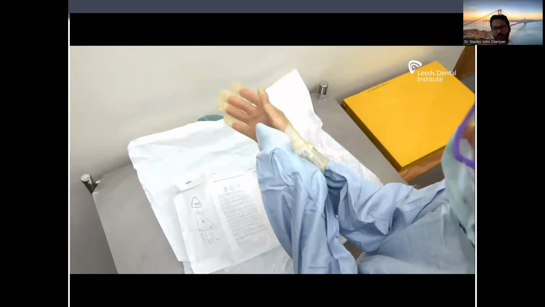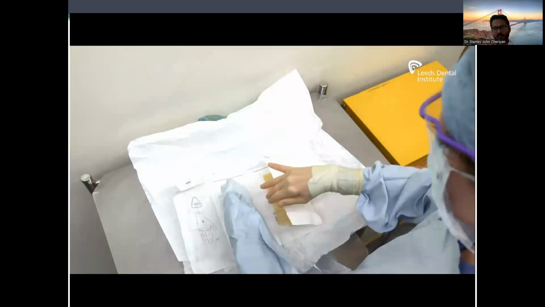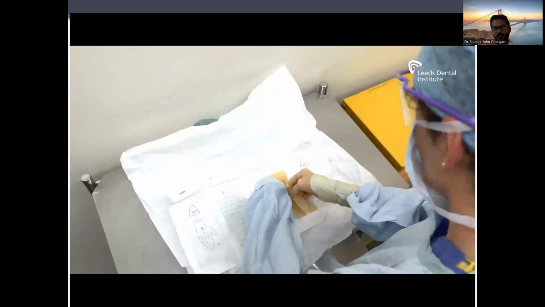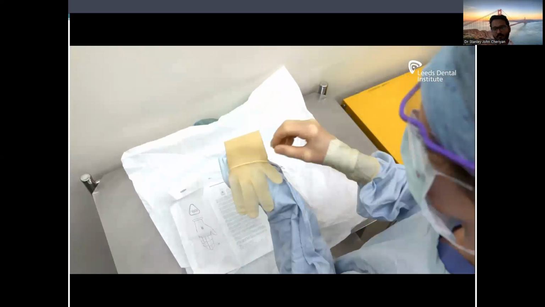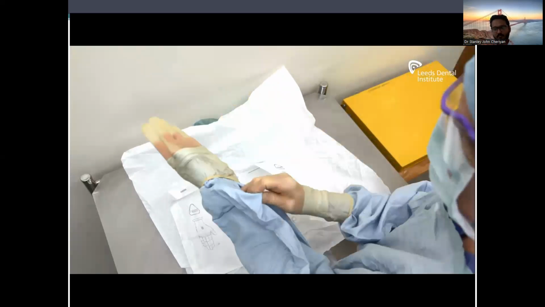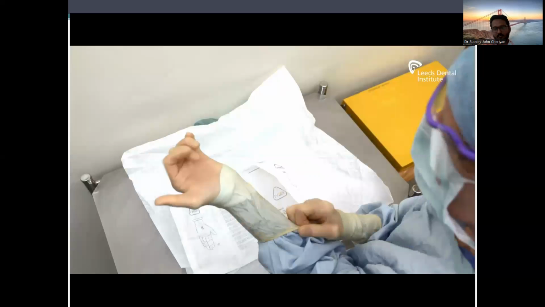Grasp both the glove cuff and the sleeve to pull the glove onto your hand. You will need to repeat this for the other hand. Make sure the gown cuffs are covered.